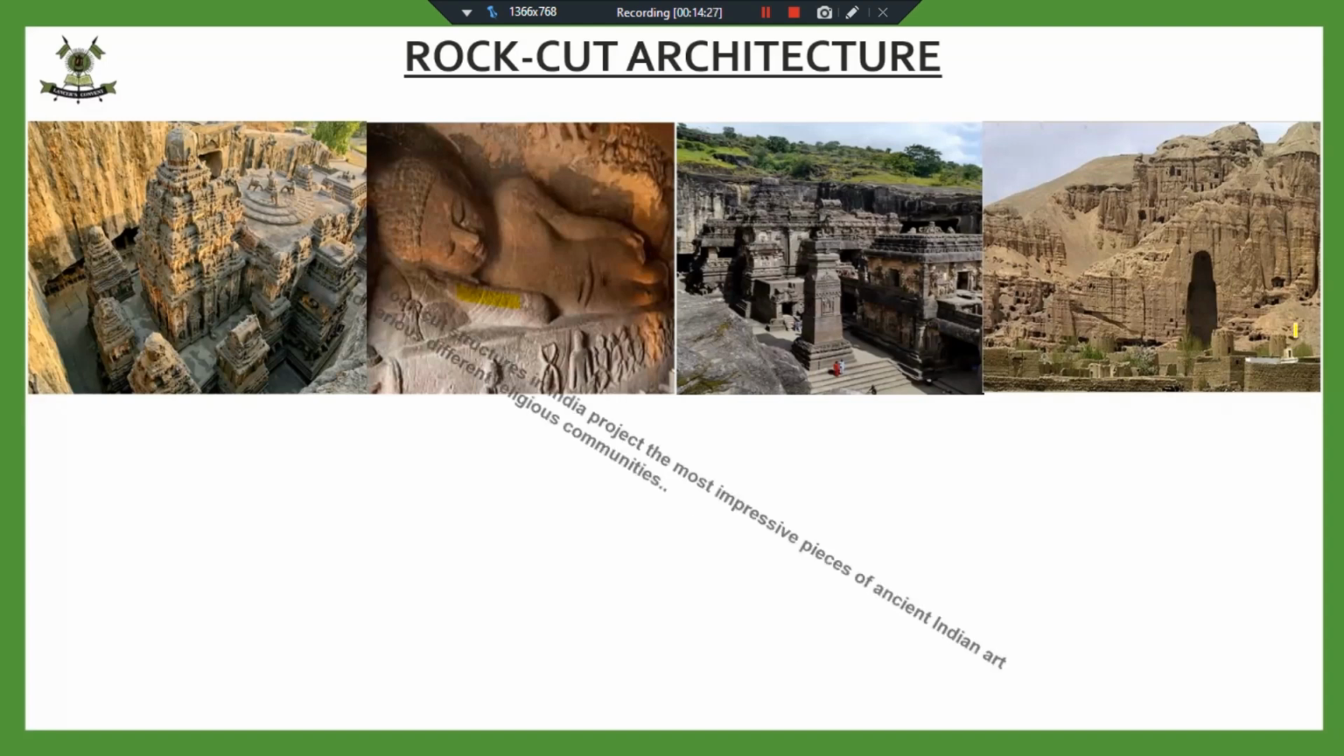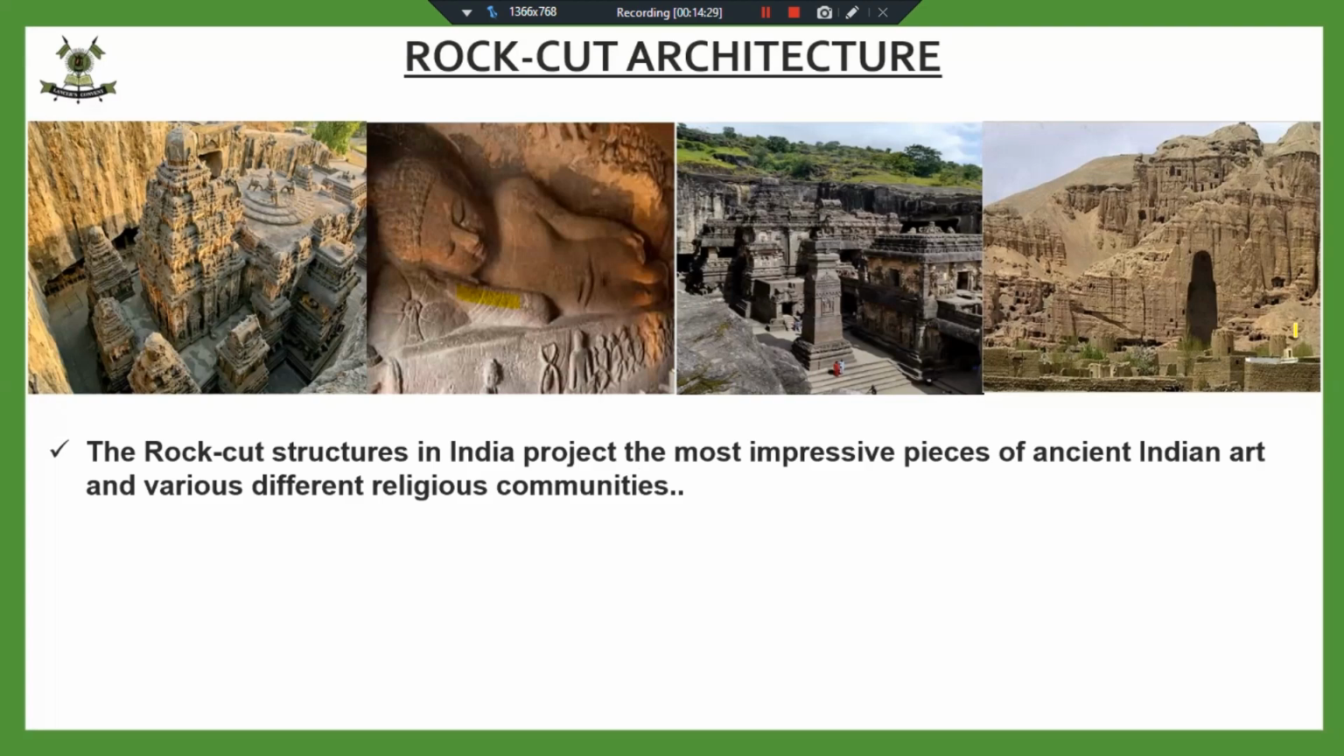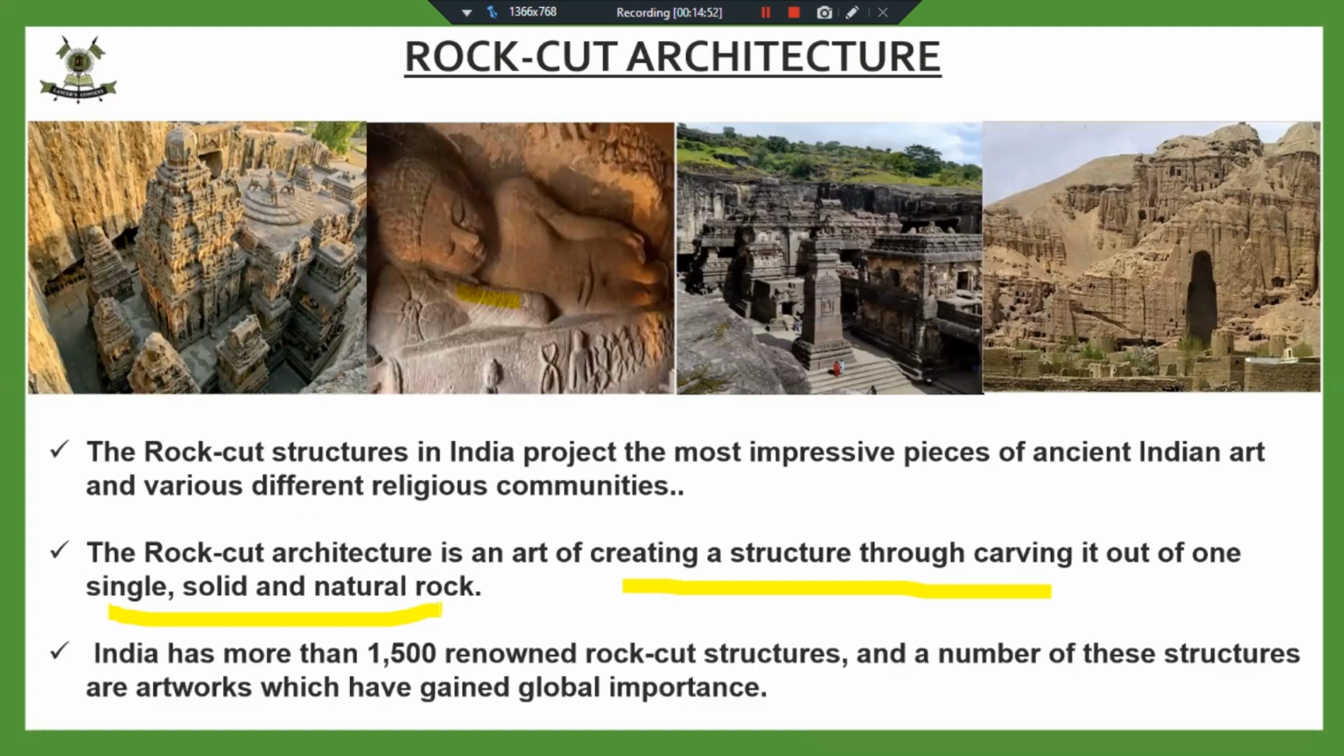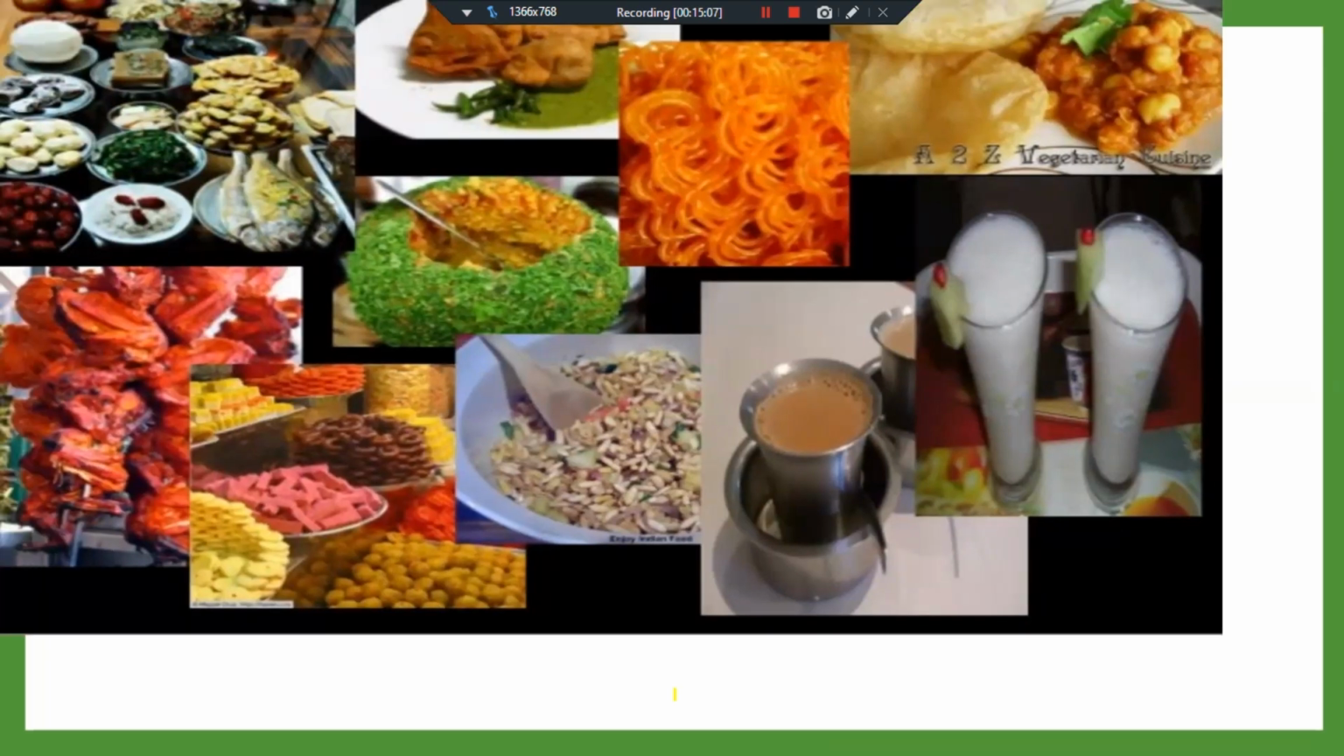And due to being such an old piece of architecture, which was made somewhere in the 3rd century, these have become very, very old, and over a period of time, the ceiling of this cave has gradually started coming down. These are among the most impressive parts. It is created out of structure carving of one single solid natural rock. Now keep wondering what these people were. India has more than 1,500 renowned rock structures, and they have gained global importance. People from all over the world come to witness this architecture.